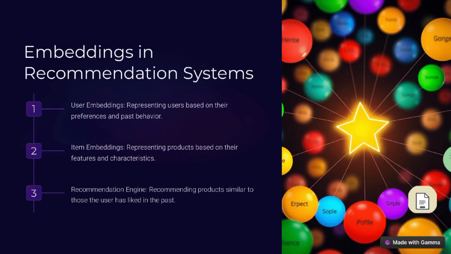Welcome everyone. Today we're diving into the world of Embeddings, a powerful tool in machine learning that helps computers understand complex data like words, images, and even sentences. Imagine trying to explain the meaning of a word or a picture to a computer. How would you do it? Embeddings are like a secret language that translates this complex data into numbers, making it easier for machines to process.